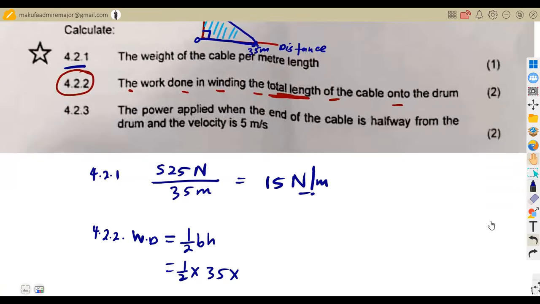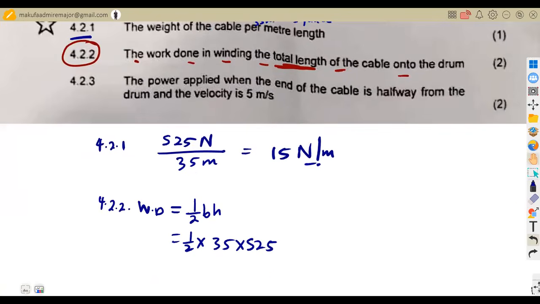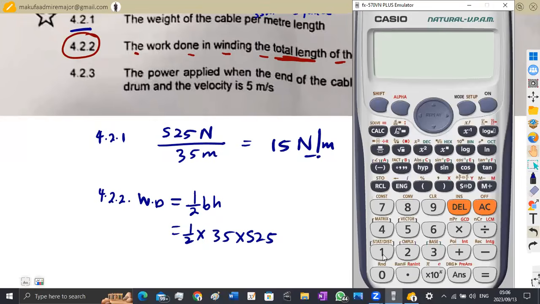525 in this case. So we are going to obtain 525, all right? That was going to give us the work done from the area. Like I said, we could have used average velocity. I'm going to work that one again. Let's see this one first. So it's going to be half of 35 times 525 in this case, all right?